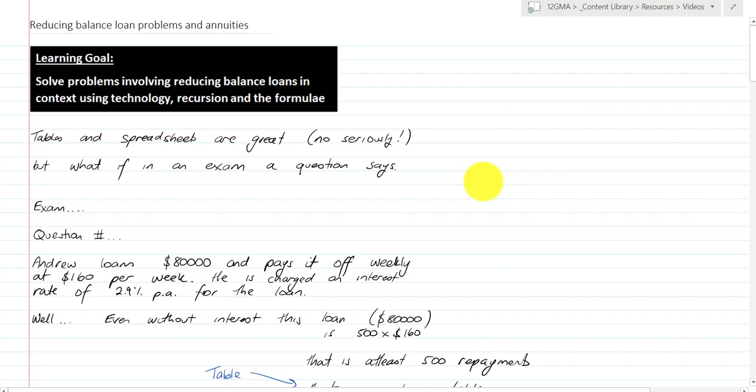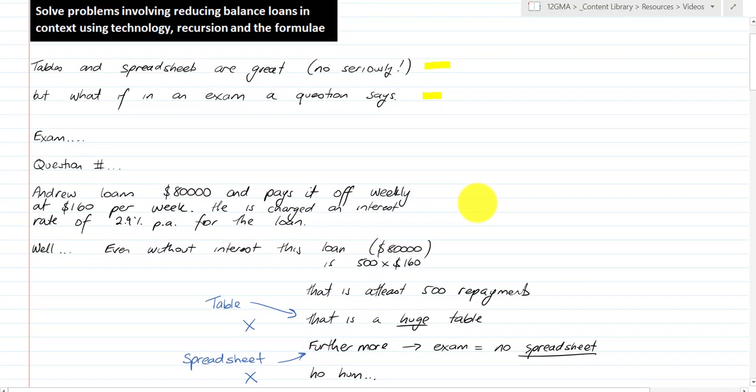The good news is you don't need to know where this formula came from, and the other good news is that there is a variation of this formula on your formula sheet. So let's have a quick talk about this. Tables and spreadsheets are great, there's no question there. But an exam question might come up and say something like this.